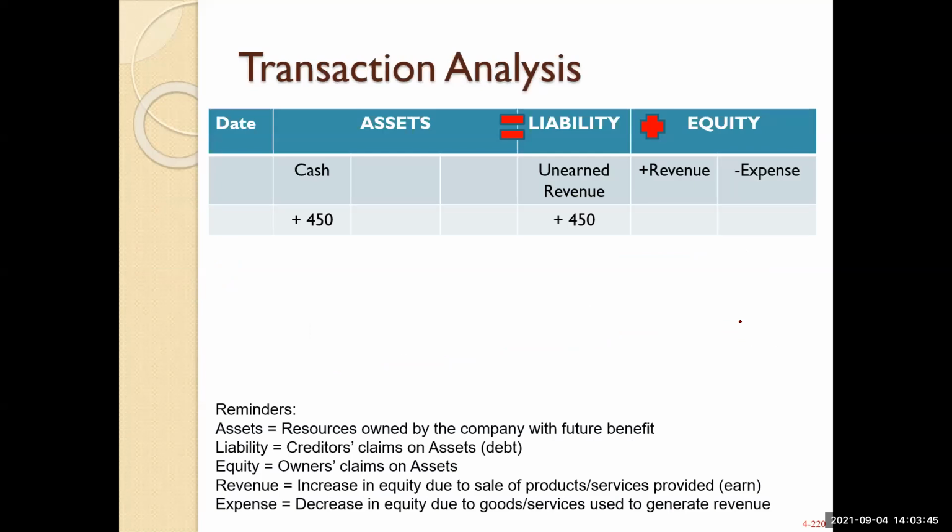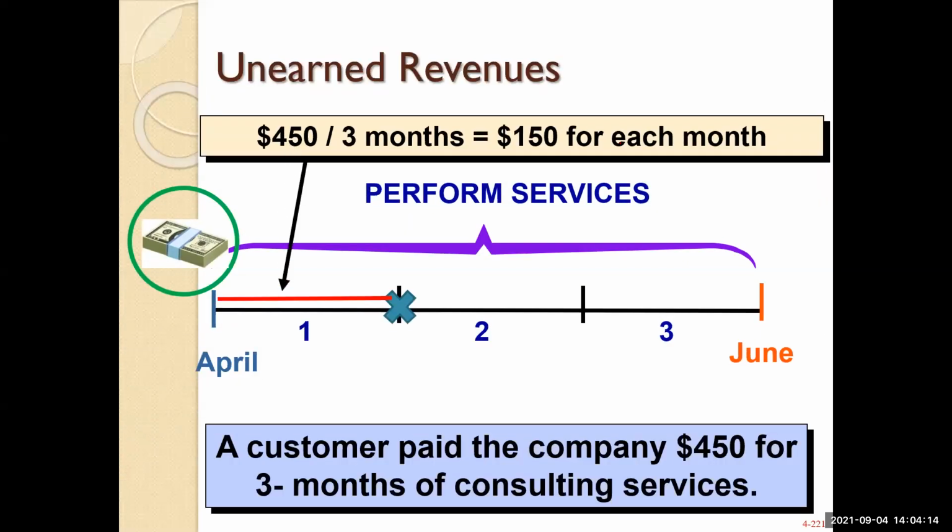So when we initially did our transaction analysis, we recorded cash increasing because we received cash, and we recorded a liability increasing because now we owe. We owe those services. Okay, so that's the key definition of liability you need to remember. We now owe those services to our customer over the next 3 months. So when we get to that very special, important day, which is the end of the month, when we record our adjusting entries, now we're here in the timeline.